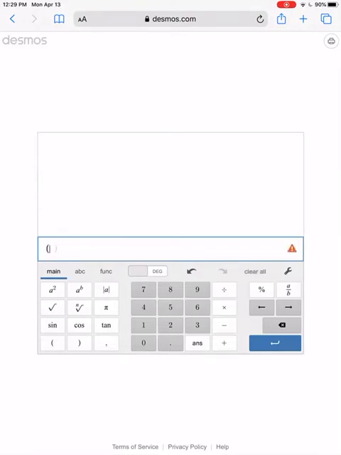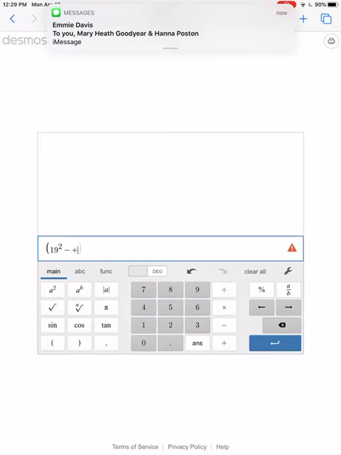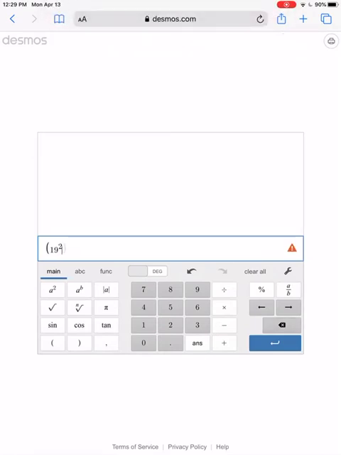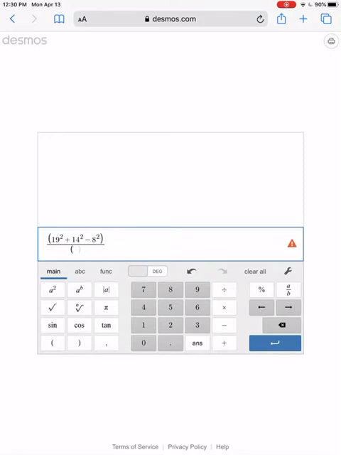Okay, so we're going to type in 19 squared, I wrote it down on another piece of paper, plus, oops, that's a minus, plus 14 squared minus 8 squared, close parentheses, then divide by, and then open parentheses again, 2 times those first 2 numbers, 19 and 14. And again, it does not matter the order because multiplication is commutative, remember, so it doesn't matter if you put 19 or 14 first. All right, and then we'll hit enter.